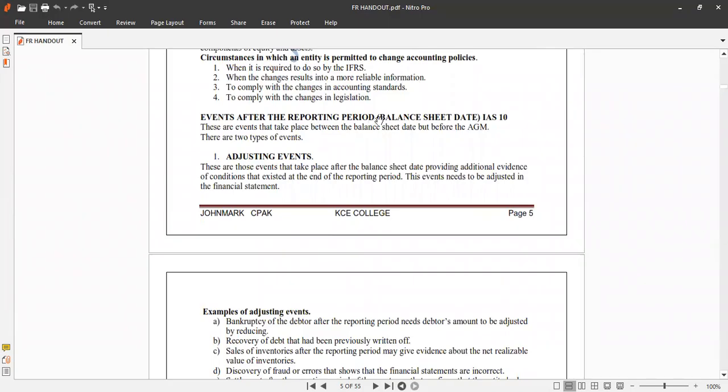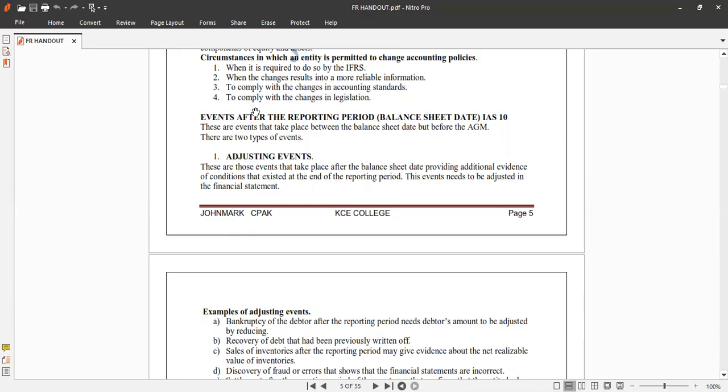Then we have events after the reporting period, or what we call the balance sheet date. That's under IAS 10. Now, what are the events after the reporting period? If the financial year ends on 1st December, the company or entity usually has 3 months to prepare the financial statements for that financial year. For example, if the financial year ends on 1st December 2020, they'll be given a duration maybe up to 1st March 2021 to present the financial statements and convene an AGM.